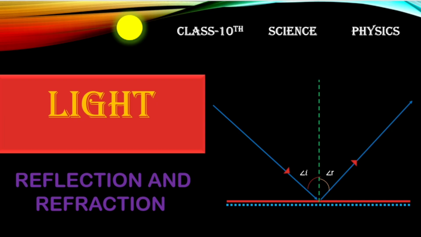Chapter one, Light: Reflection and Refraction. Light. We see varieties of things around us, but we are unable to see things in a dark room. But on lighting up the room, things become visible to us. Why? This is due to light.